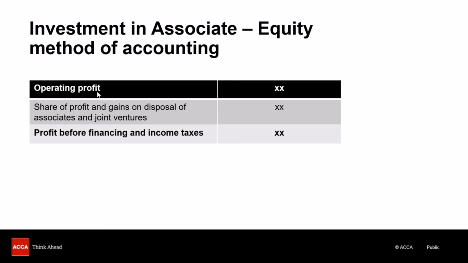We first have the operating profit. The gross profit comes first, then afterwards in our P&L, operating profit comes in. After that, we add the share of profit and gains on disposal of associates. Now, once that has been done, the figure that we get is the profit before financing and income taxes.